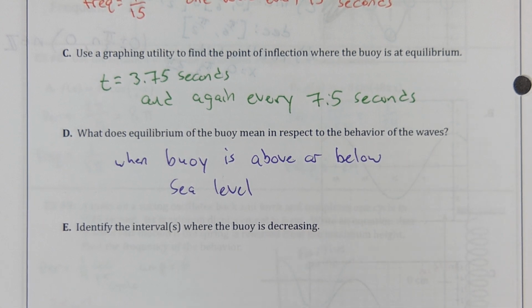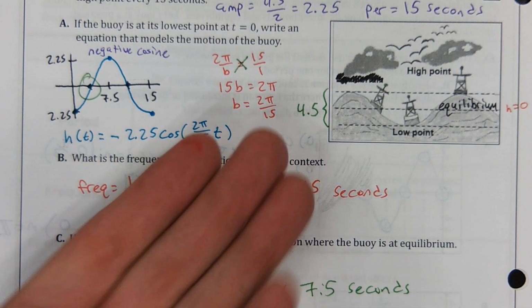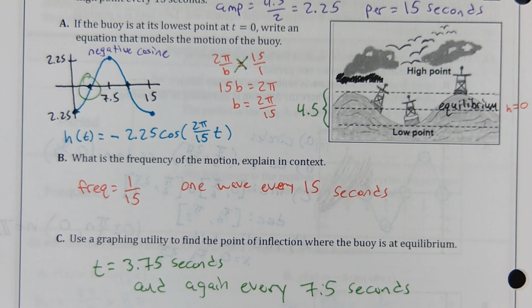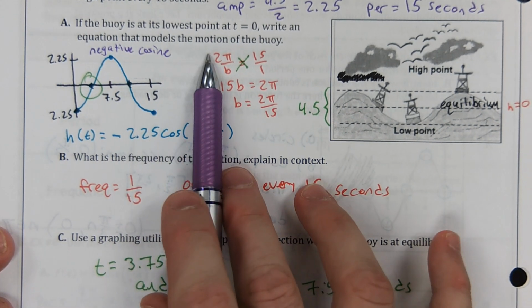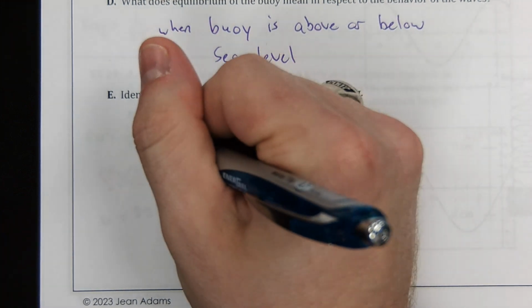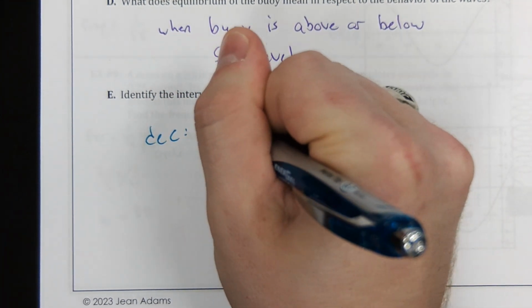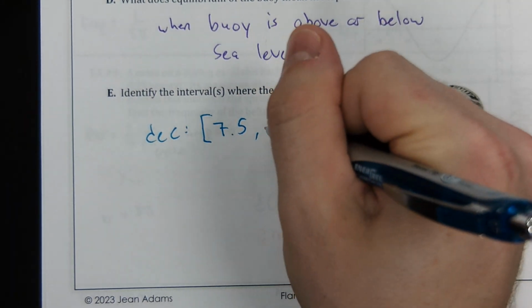And then the last part says, identify the intervals where the buoy is decreasing. Okay, well, we've already drawn the picture. In one cycle, where is it decreasing? Well, from 7.5 to 15. Because after 15, you're going to start going up again. So our wave height is decreasing from 7.5 up to 15.